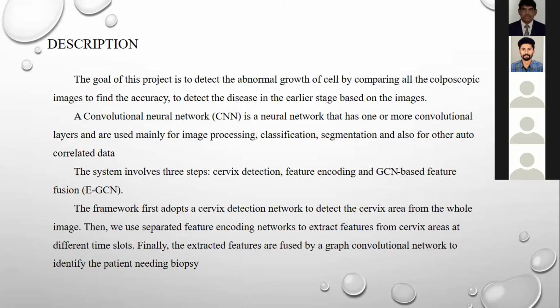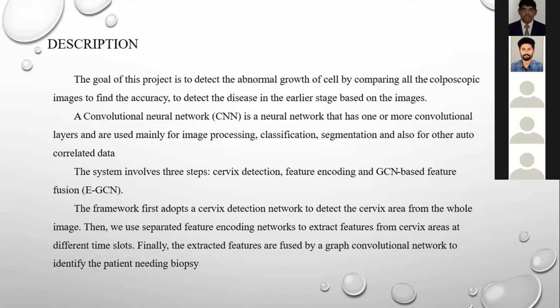Here, an instrument is inserted through the lower part of the woman, and that instrument goes inside and captures some images. As I discussed earlier, at 60, 90, 120 and 150 seconds, it will capture images. After that, we will analyze those images and predict whether cancer is there or not.